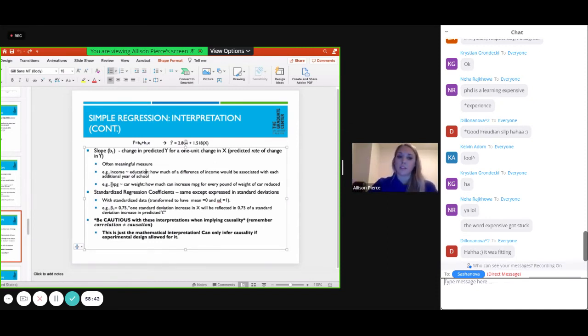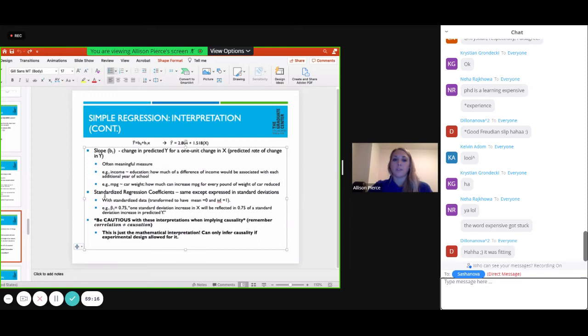You could also do this with fuel efficiency and car weight. How much does miles per gallon change for every pound of weight of a car? It doesn't always have to be an additive thing. It doesn't have to be each additional year of school. It can also be if we reduce the weight of the car by 1 pound or 10 pounds or whatever, how much does this increase fuel efficiency? These are just your raw regression coefficients, your intercept and slope.